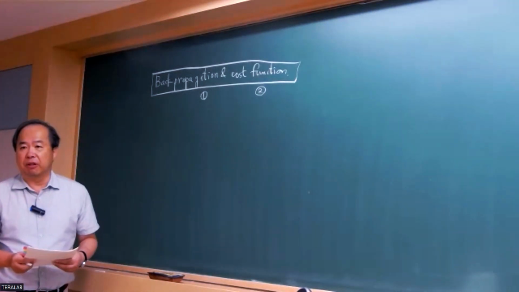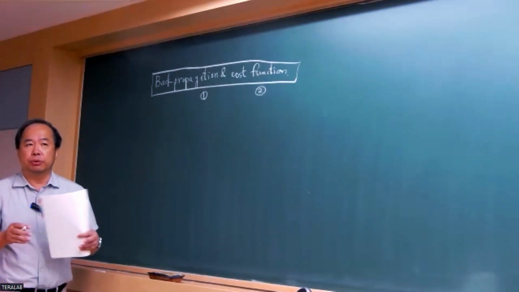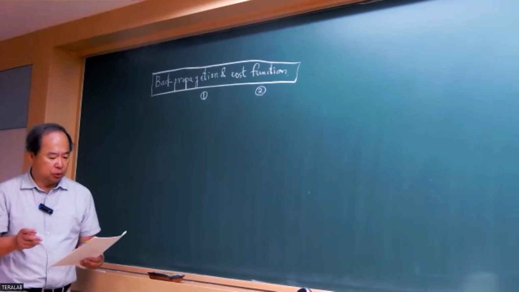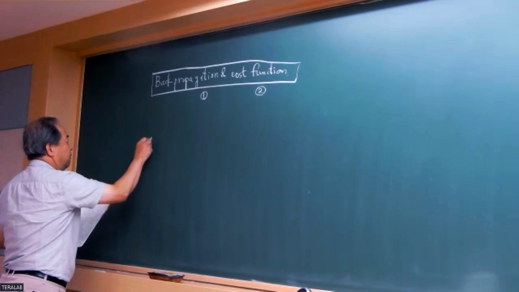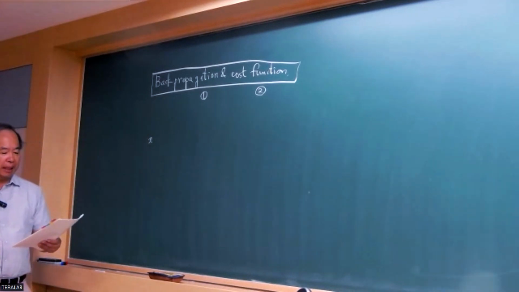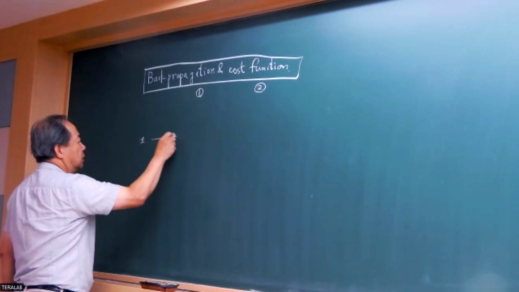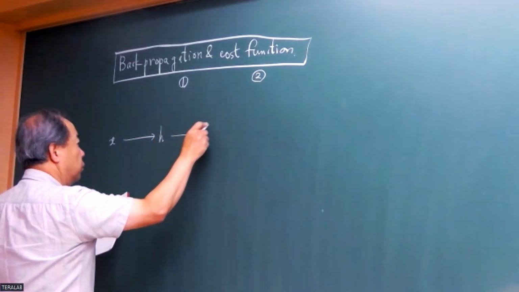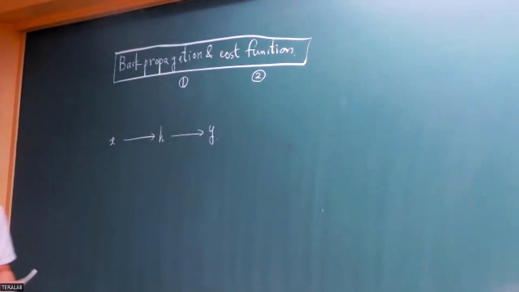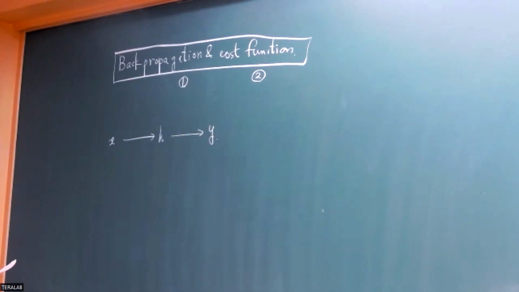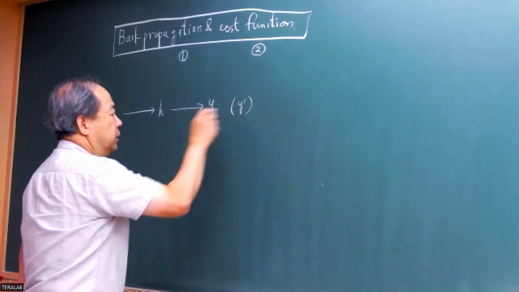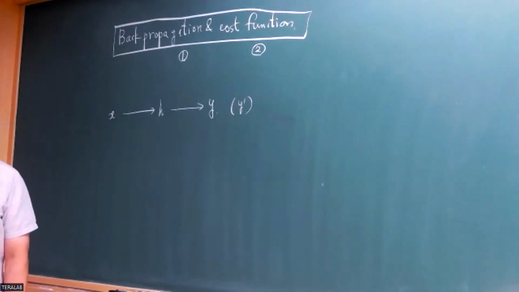For the simplicity of analysis, I'm not going to use the vector or matrix notations. I'm going to use scalar notation. Let's assume you have an input vector X, and you have a hidden layer, and eventually at the end, you have output. Of course, in the case of supervised learning, you have real data.